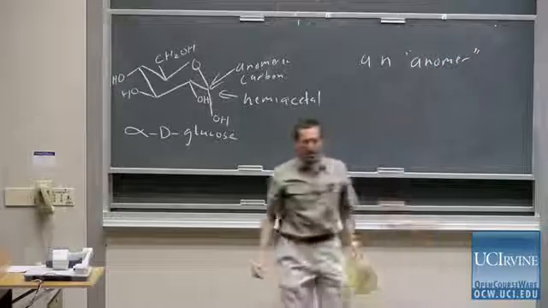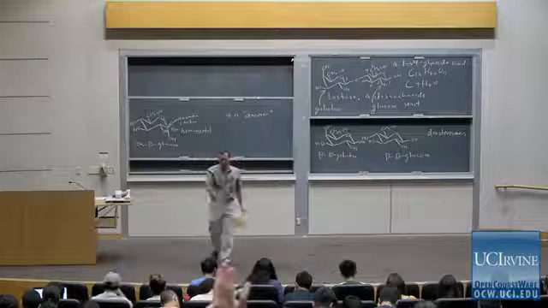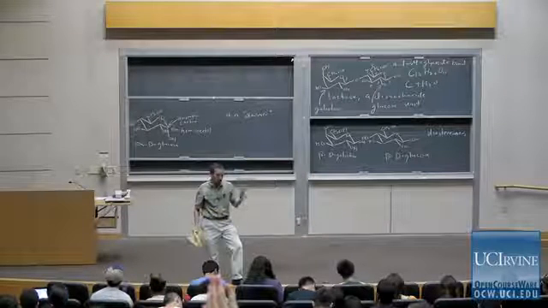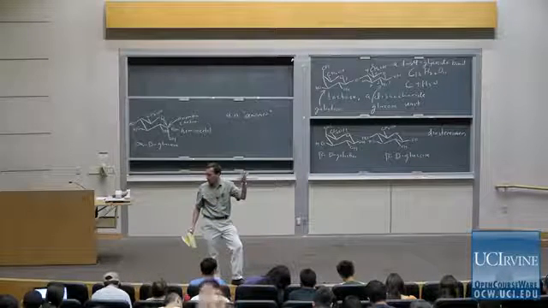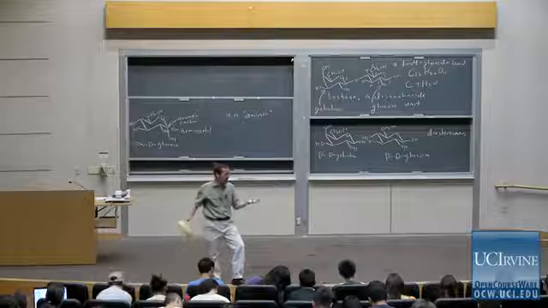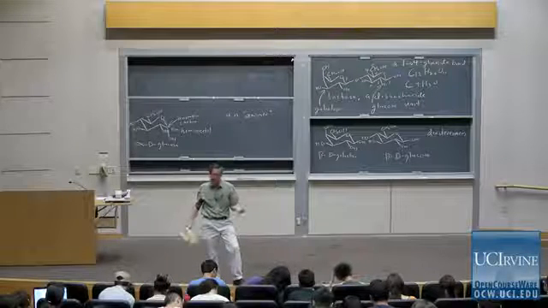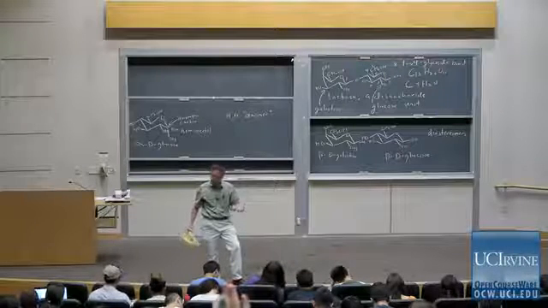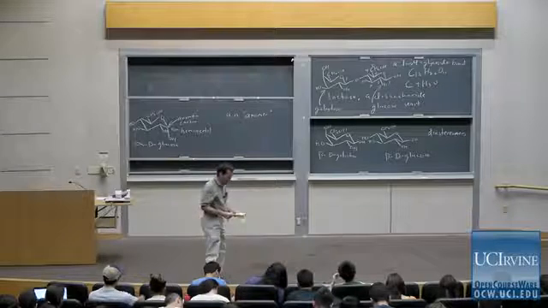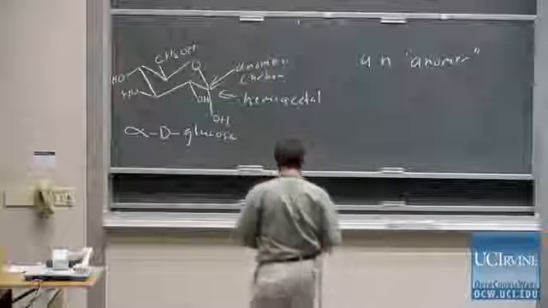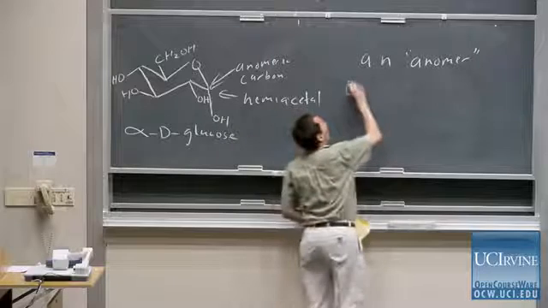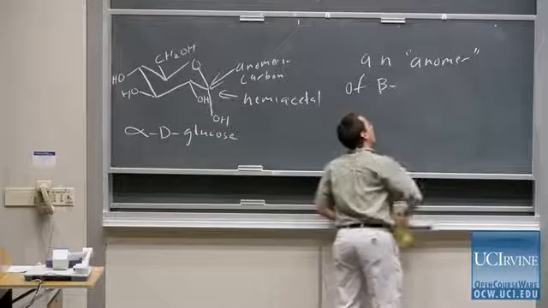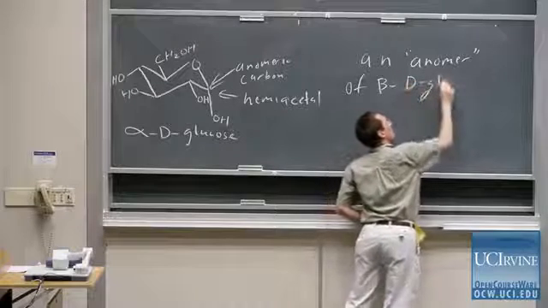So just as we would say that beta D-glucose and beta D-galactose are diastereomers, we would say that alpha D-glucose and beta D-glucose are anomers. They have a special diastereomeric relationship to each other. They're still diastereomers, but they're a special type of diastereomer that often gets called an anomer. So I'll write that down.